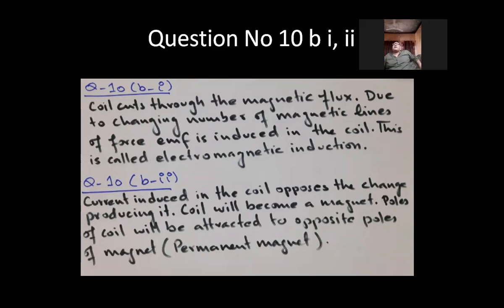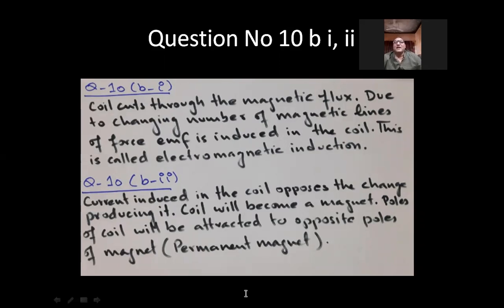Coil will become a magnet. The poles of the electromagnet which is formed on the coil will be attracted to the opposite poles of the magnet. So that's why it will slow down the movement of the coil. So the mass going down will also become slow. It will take a longer time for the mass to fall if it is attached to the motor. The motor will be acting like a generator.